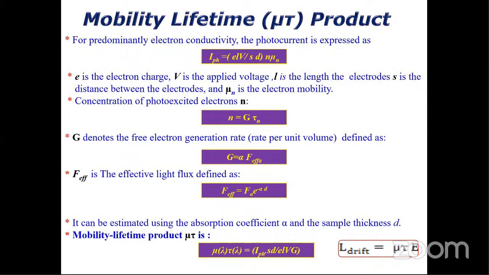Okay, so then the effective light flux is defined by this relation: F effective is F naught exponential minus alpha d. Alpha is the absorption coefficient, okay, and d is the sample thickness. And from here one can find out the mobility lifetime product, that is known as mu tau, by this relation which is here. Now L drift is mu tau into E here.